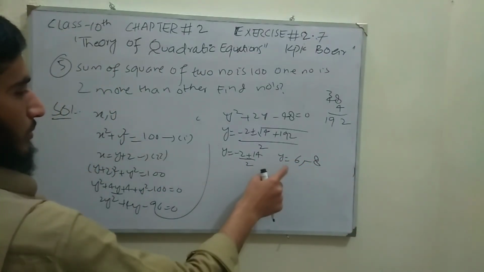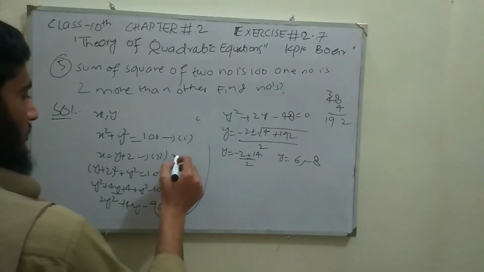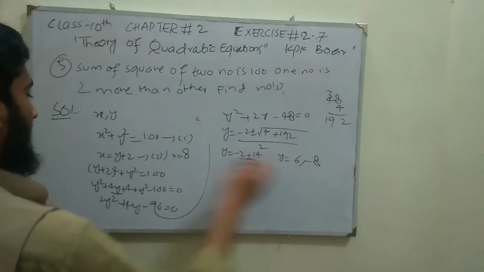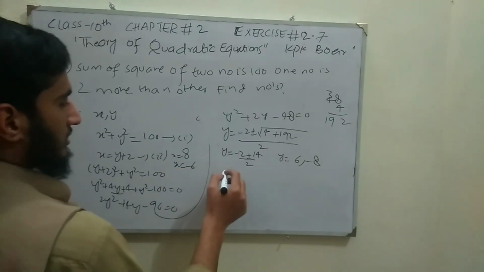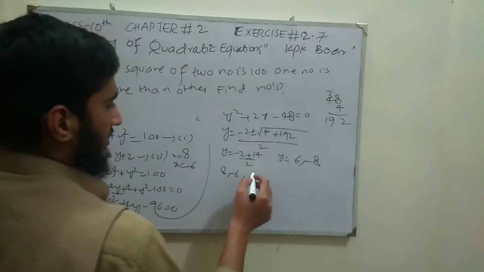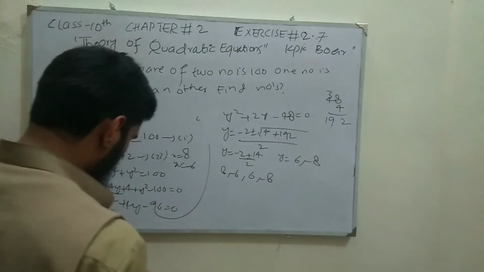Now put the value of y is equal to 6 in this equation, so the value of x will be equal to 8, and if we put minus 8 here, it gives us minus 6. It means the solutions are (8, 6) or (minus 6, minus 8) to the given question.